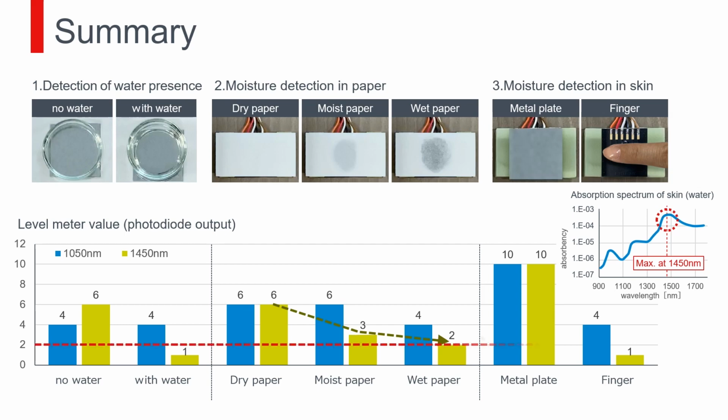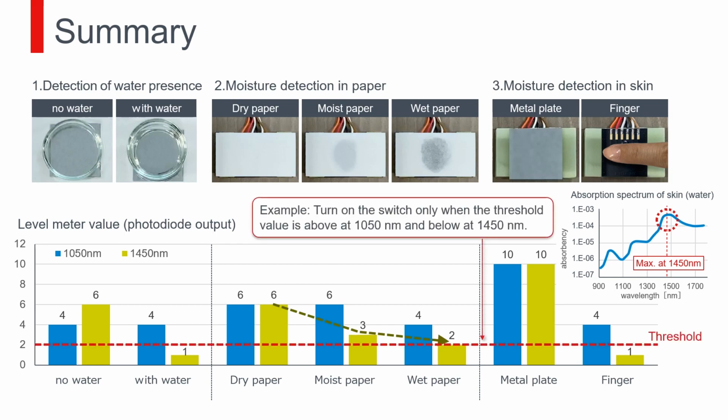By using such output differences, it is possible to set thresholds and condition the switches to turn on only when the threshold is exceeded at 1050 nanometers and not reached at 1450 nanometers, for example. Please take advantage of it.